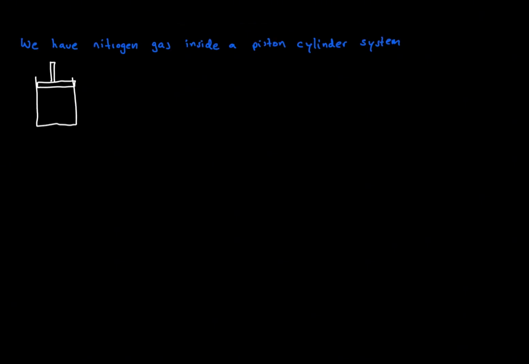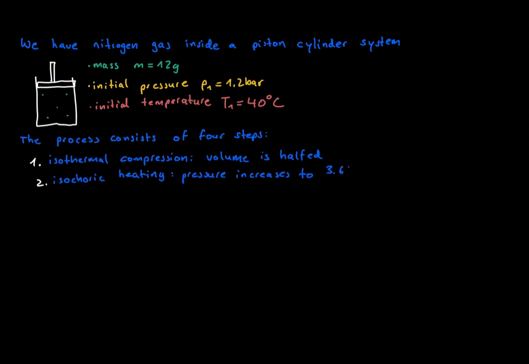We solve this thermodynamics problem step by step, always combining the numerical calculation with the graphical representation in the PV diagram. We have nitrogen in a piston-cylinder system. The mass is 12 grams, the initial pressure is 1.2 bar, and the initial temperature is 40 degrees Celsius.